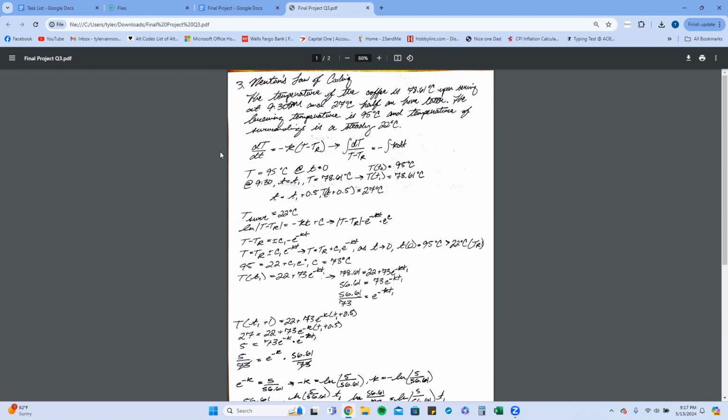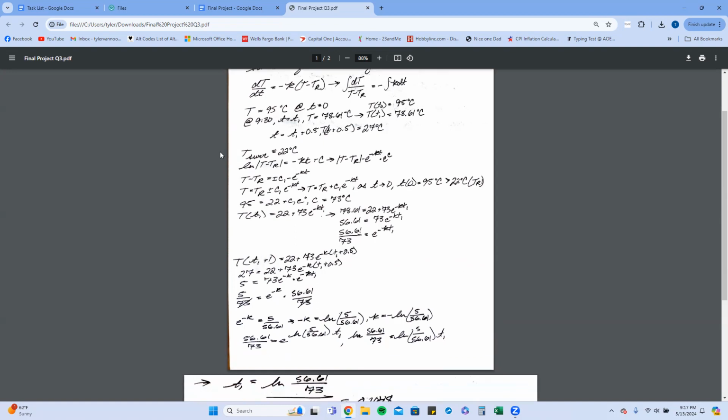And then we can relate that to our function. We have T of t naught is equal to 95 degrees Celsius, and T of t sub 1 is equal to 78.61 degrees Celsius. And then we relate t is equal to t sub 1 plus 0.5. T of t sub 1 plus 0.5 is equal to 27 degrees Celsius. Again, our T surroundings is 22 degrees Celsius.